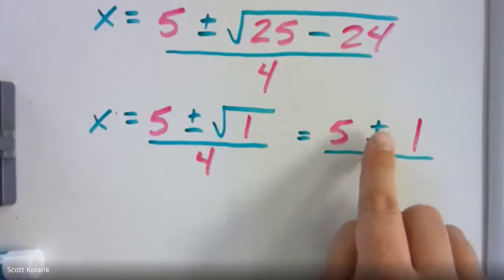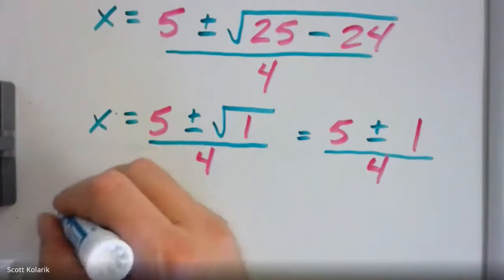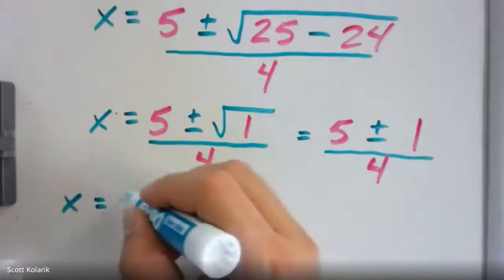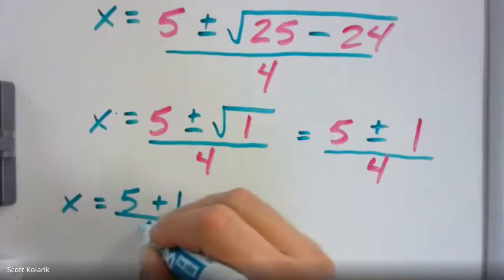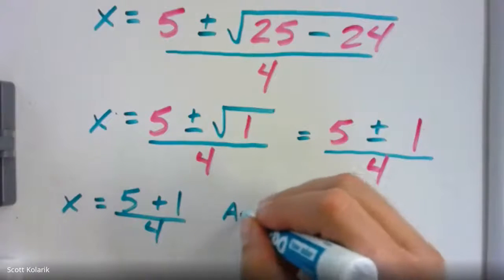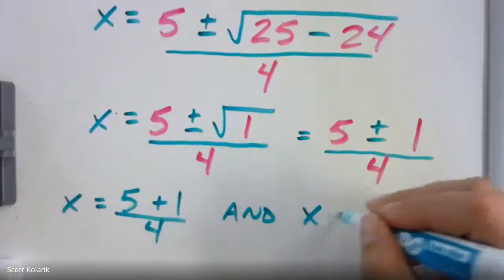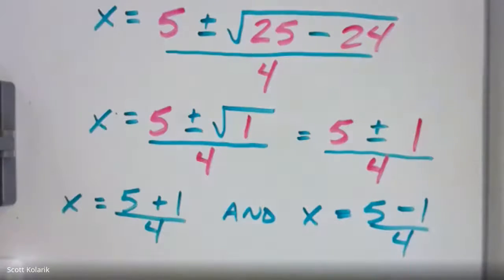Now this plus or minus represents the two possible solutions right here. Technically speaking, I now have two equations, right? And here are going to be the two equations. X equals 5 plus 1 over 4, and X equals 5 minus 1 over 4. So that's where that plus or minus goes.